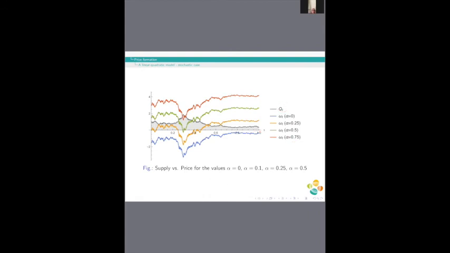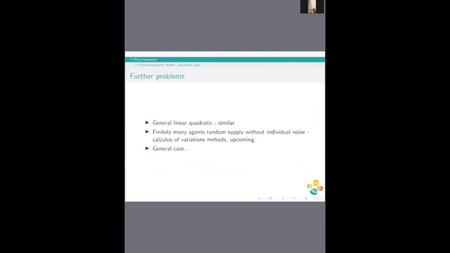Okay, now I still have 15 minutes. So there are a number of other things that we can do. I mean, we can do more general linear quadratic. One thing that we are doing in this random case is looking at finitely many agents, so with random supply but without individual noise. And this is something that just uses calculus of variations. I mean, the general case is still open, I think, but we'll get there, I hope.